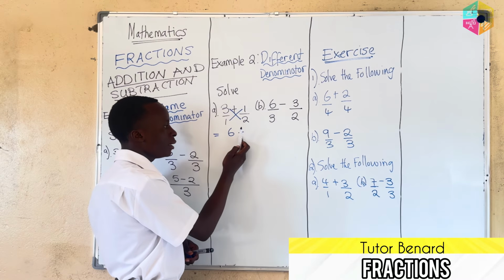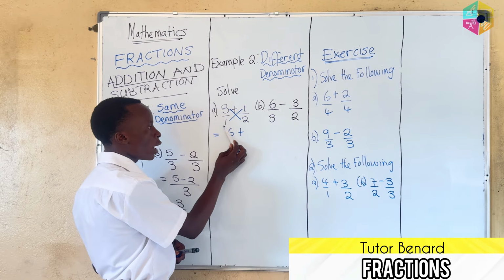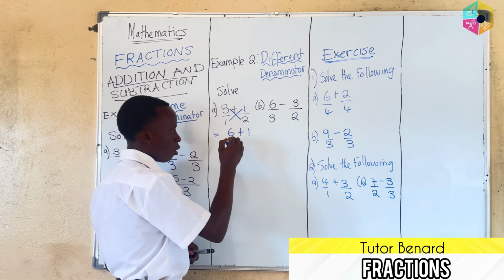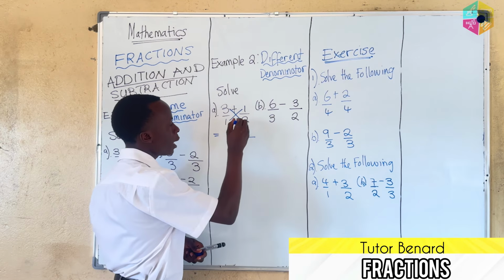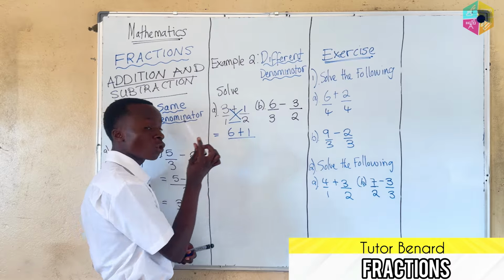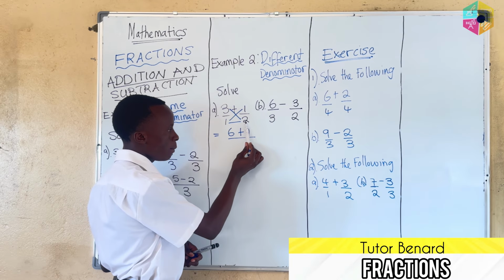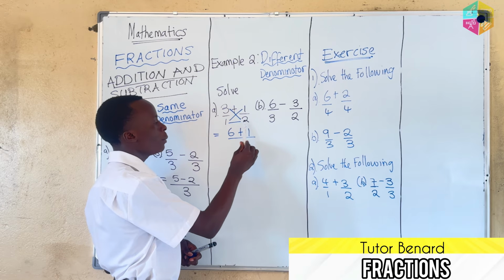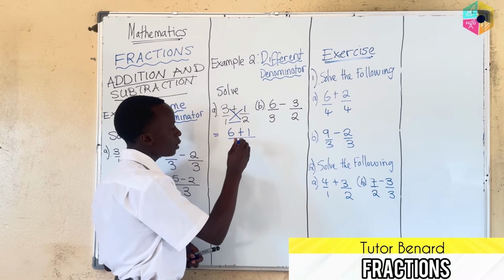Plus. Where am I getting this sign? It was already here. 1 times 1 will give us 1. Over, how do you come up with a denominator? You also multiply the two denominators. So 2 times 1, remember, any number multiplied by 1 is the same number. So 2 times 1 will give us 2.